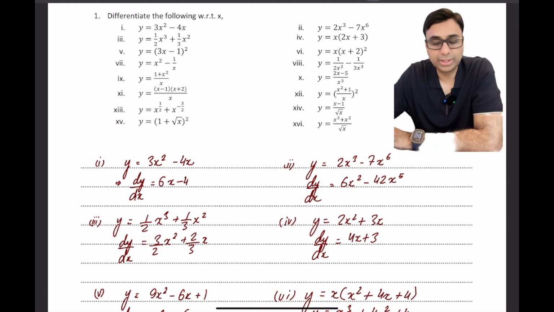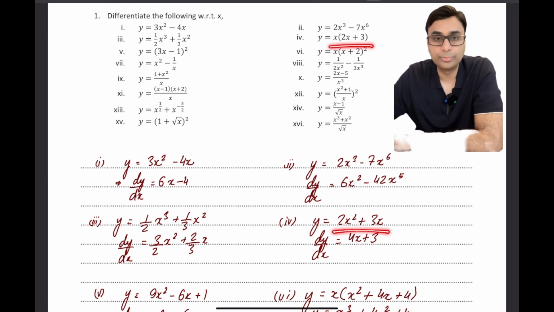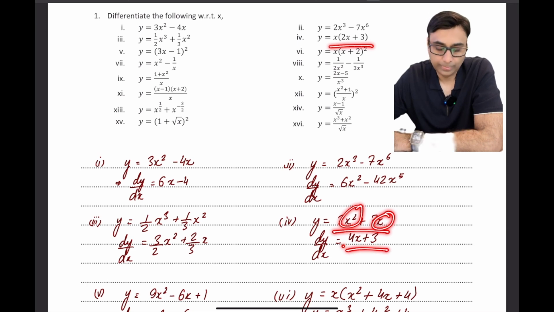Other thing that you must recognize is that this differentiation is only applicable to a polynomial. So if you get something like this, you're going to have to first open it up and simplify it and then apply differentiation. So if you have x times 2x plus 3, first you multiply it to make it become 2x squared plus 3x, and then x squared differentiates to 2x and x differentiates to 1, which is why it simplifies to 4x plus 3.